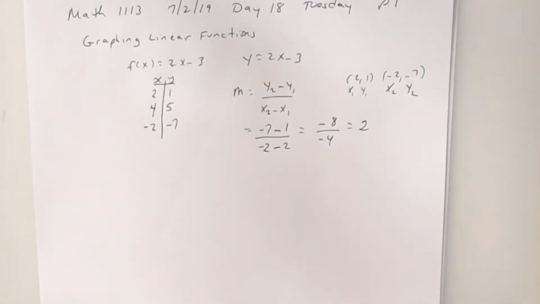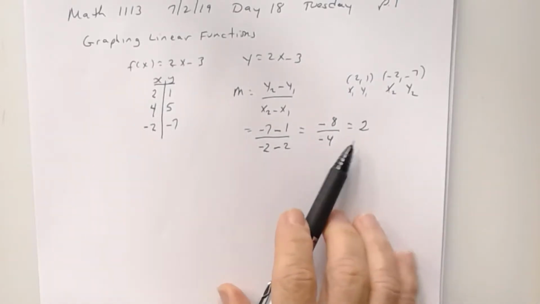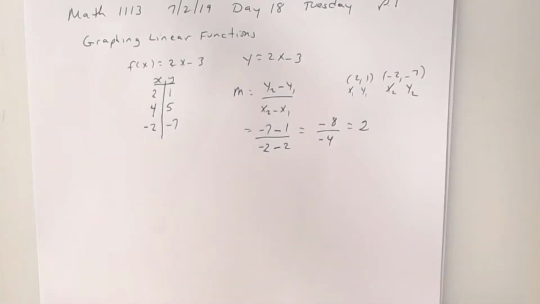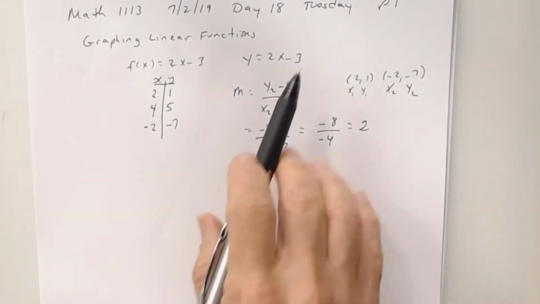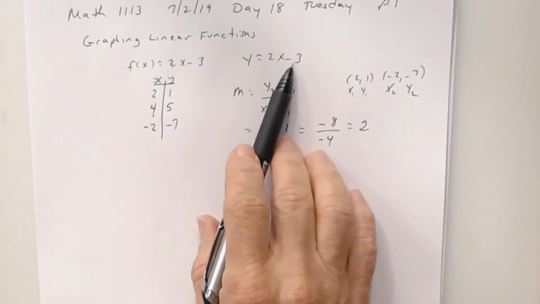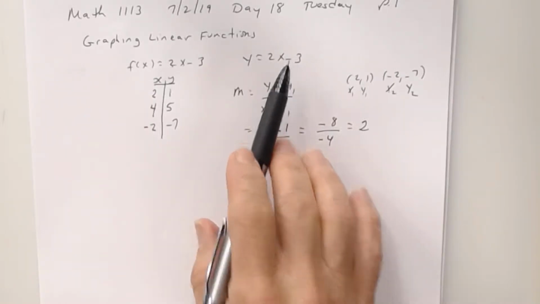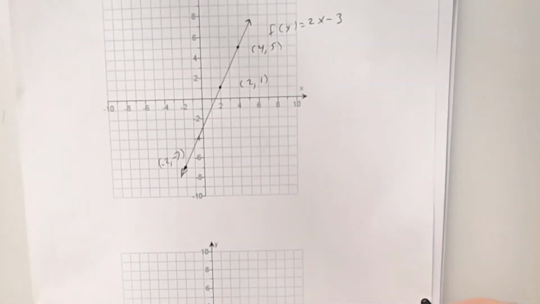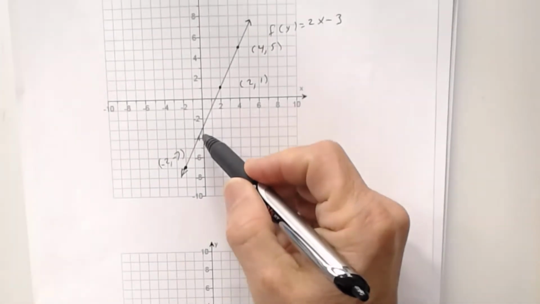Okay? Now, I want you to look at the function y equals 2x minus 3, or f of x equals 2x minus 3. You found the slope to be what? 2. In your equation, do you see a 2? Yeah. It happens to be the coefficient of what letter? X. What's the constant right here? Negative 3. What do you notice about the graph that we just drew? It crosses the y-axis at what?